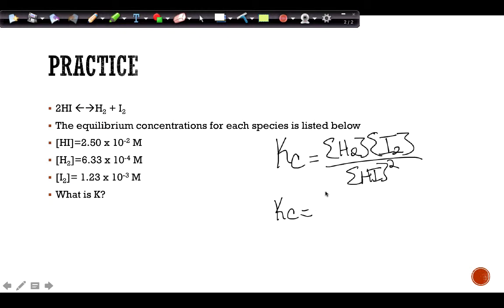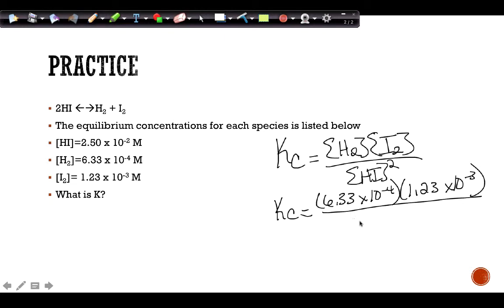All right, so now, it gives me all these values, so I just simply plug it in and solve for it. So H2 is 6.33 times 10 to the negative fourth, I2 is 1.23 times 10 to the negative third. And then HI, but HI squared, times 10 to the negative second squared. Don't forget the squared, which is why it's always good to write it out first. And then if you plug it in and solve, you're going to get 0.00125. Also, K does not have any unit, so we don't have units on K.